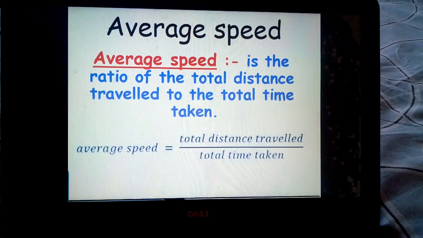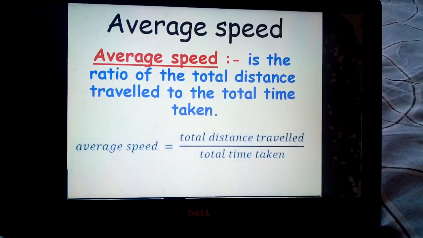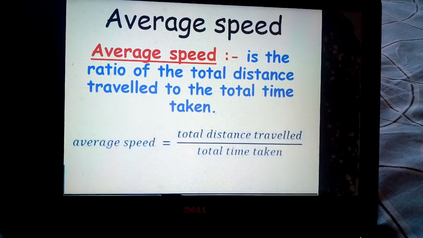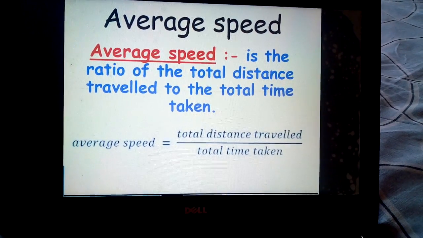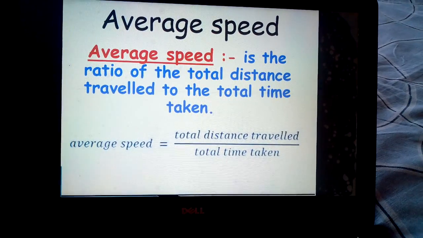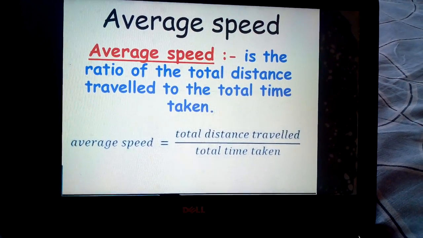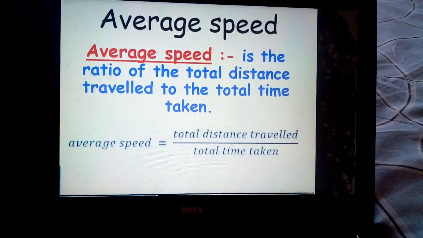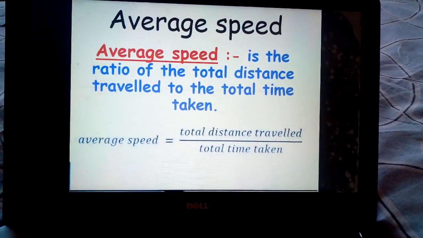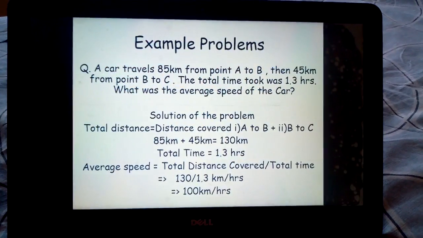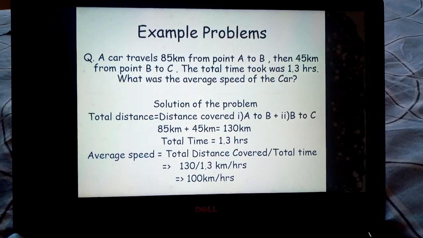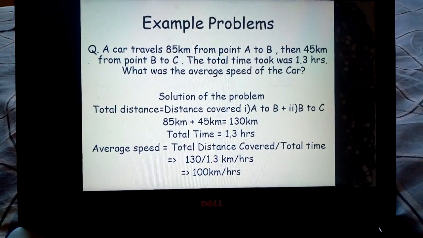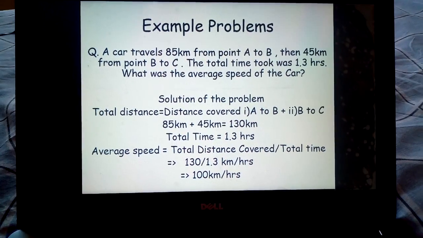The total distance covered is 50 plus 50, that is 100 meters, and the total time taken will be 50 plus 40, that is 90 seconds. So 100 divided by 90 seconds. So 100 by 90 meter per second will be my average speed. Okay, this is one example where we can talk about the average speed.